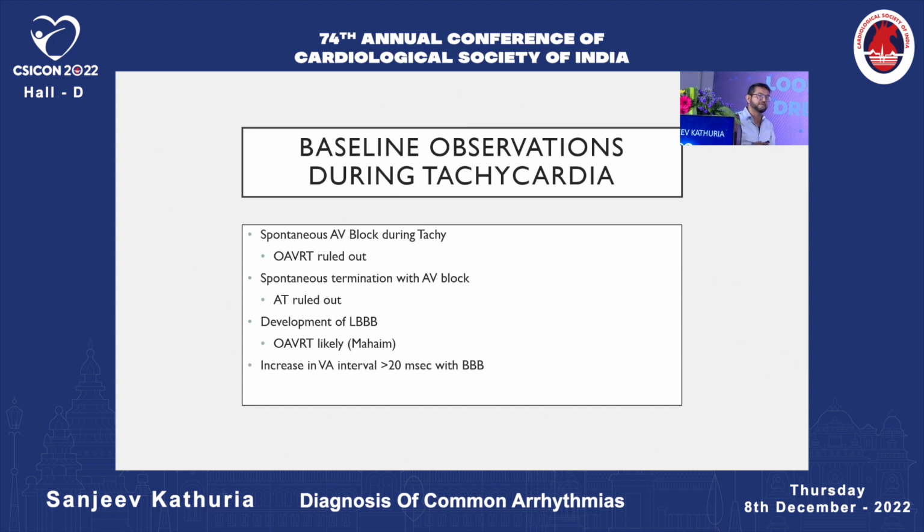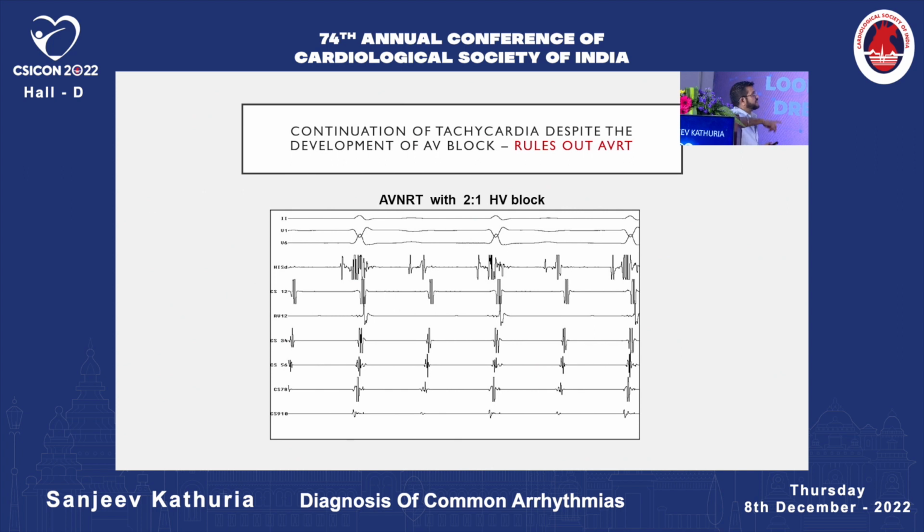Increase in the VA interval with the bundle branch block. Let's say you have a tachycardia with a VA interval. You have an increase in the VA interval. That means if you have a cardiac continuity, lateral to the area of the pathway. So this is what I was trying to say.